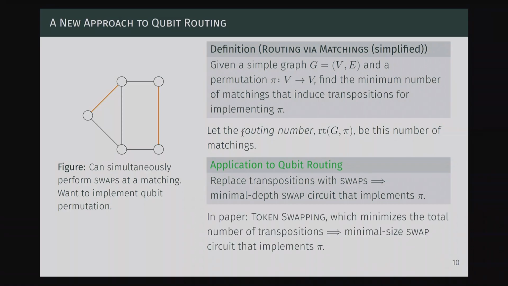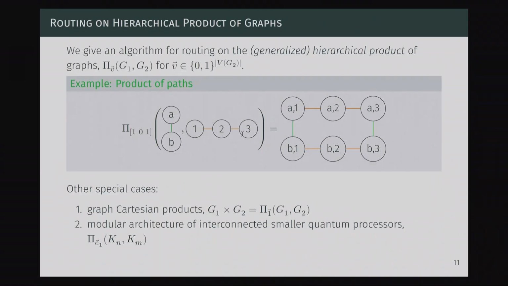And in the paper, we also look at token swapping, which minimizes the total number of transpositions instead of the depth, and thus gives us a minimal size swap circuit for implementing pi. All right, so what we do is we extend the known theory here a little bit to generalized hierarchical products of graphs, which may be best illustrated by a simple example of two path graphs. So we have a path of length 2 and a path of length 3.